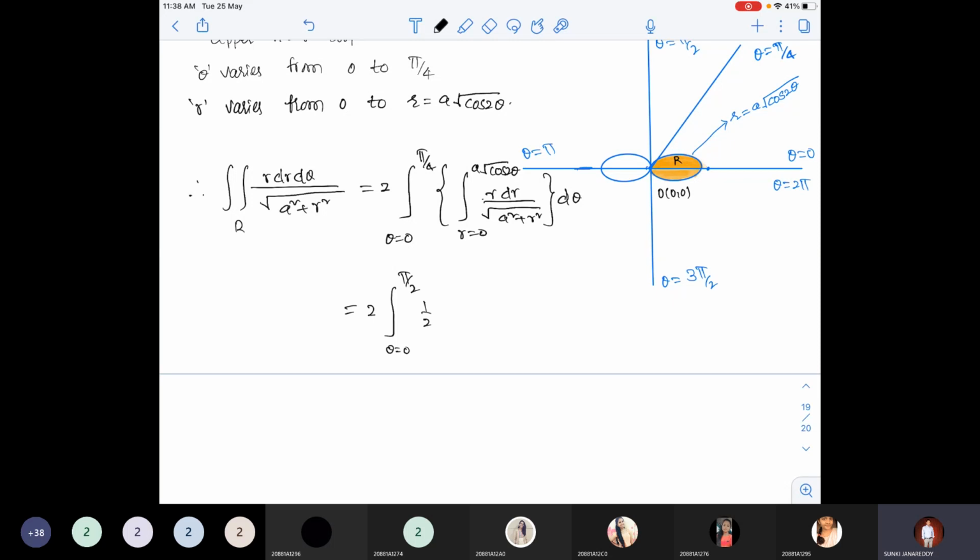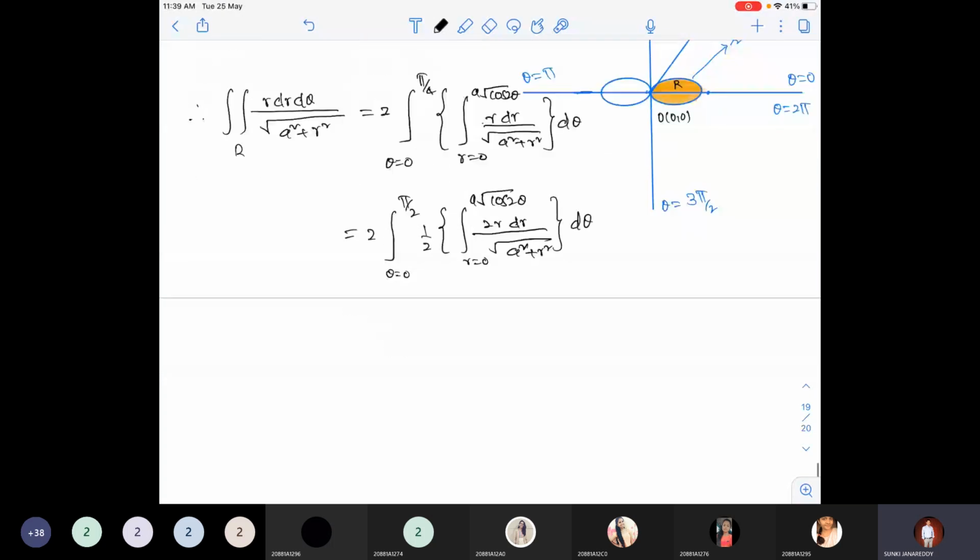Here 1 by 2 into integral, here r is equal to 0 to a root cos 2 theta, here 2r dr. Already we know this formula. Yesterday in last class we discussed, I think. Yes or no? What is the formula for this? Here how is it? Tell me. Any one of you? 2 into F integral dash of x by root f of x. Very good. What is the formula for that? 2 into root f of x.